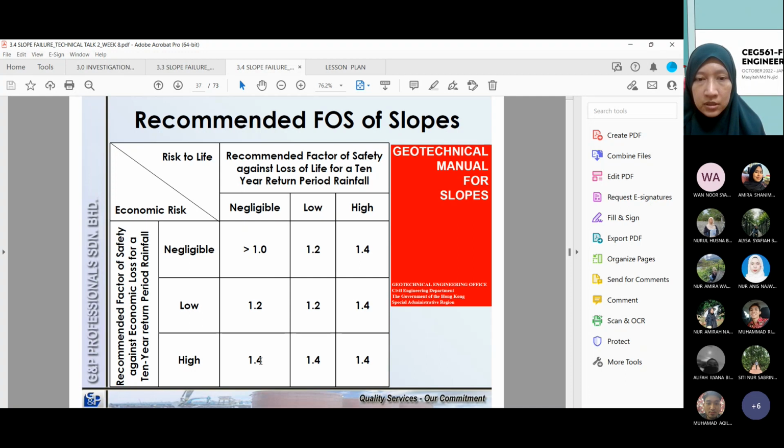What Shahira Hani mentioned just now was true, because we adopt around 1.0 to 1.5 or 1.4. So it will be a different value proposed by any other public authority. For example, this one is given from Hong Kong, by the government of Hong Kong.